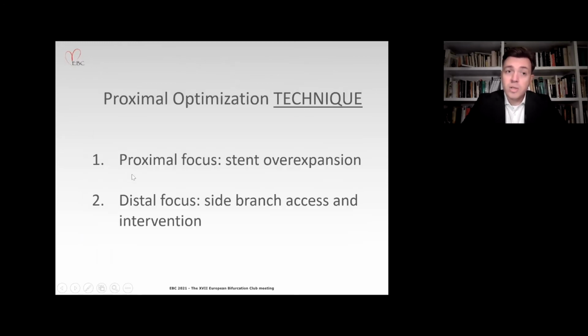In conclusion, proximal optimization requires meticulous technique, and it requires knowledge how to perform POT, not forgetting the proximal edge of the stent and being also precise at the distal part at the bifurcation core.